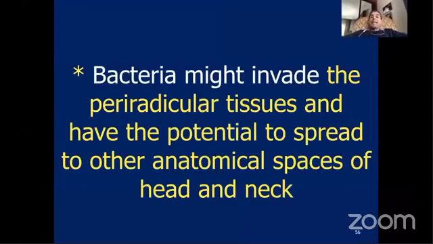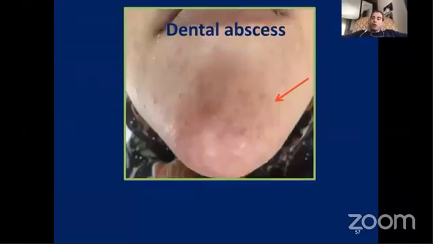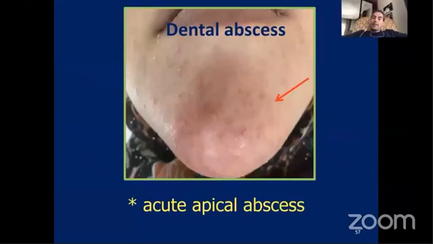Now, bacteria might invade the periradicular tissue and have the potential to spread to other anatomical spaces of the head and neck. So if this wall could not stop the bacteria and bacterial byproducts, the bacteria themselves will go outside the foramen, they will invade the body, and they will reach the periapical area. And in this case, we will see what we call an acute apical abscess.